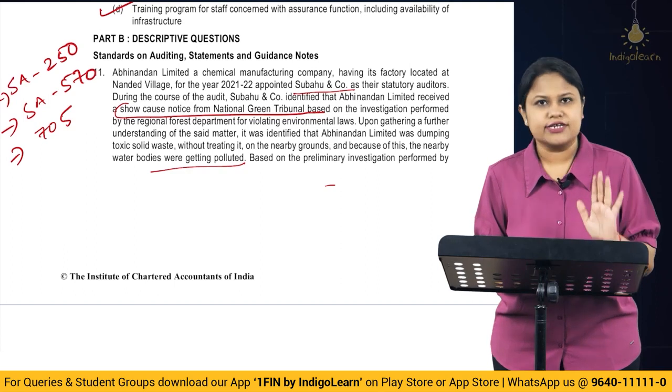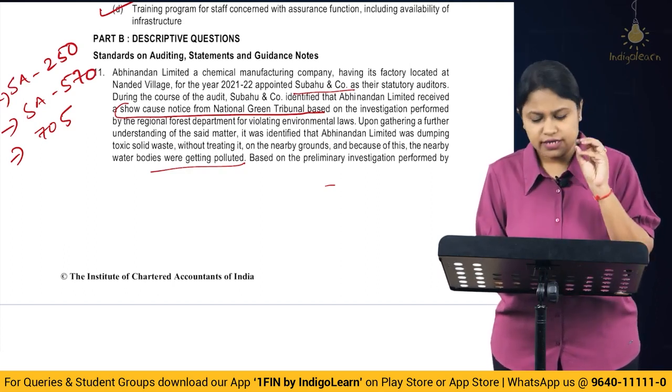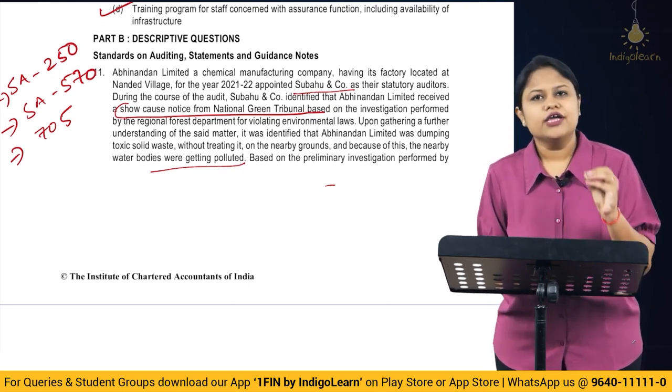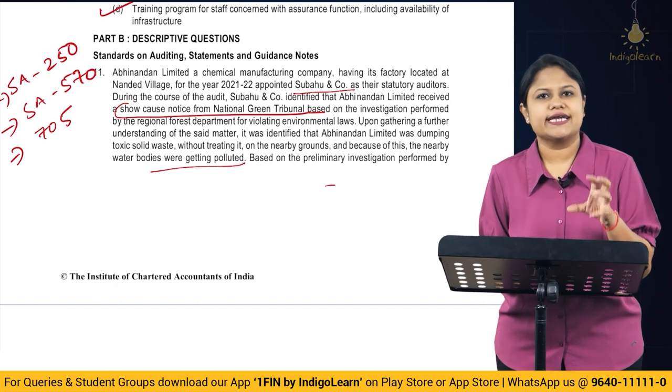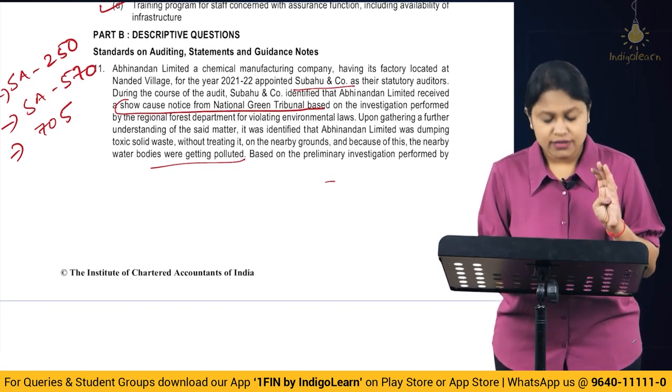First, SA 250, consideration of laws and regulations by the management. So the auditor is going to ensure whether the laws and regulations have been properly complied with by the management or not. If not, he has to obtain an understanding as to why, and what are the other measures taken by them.